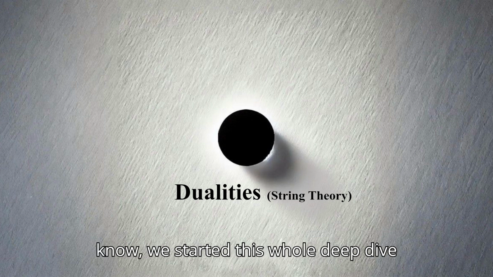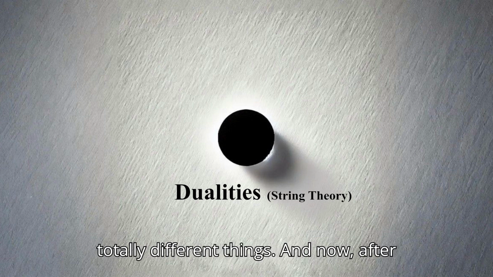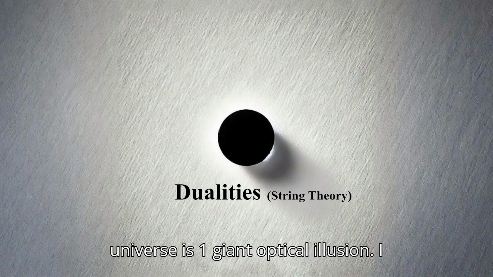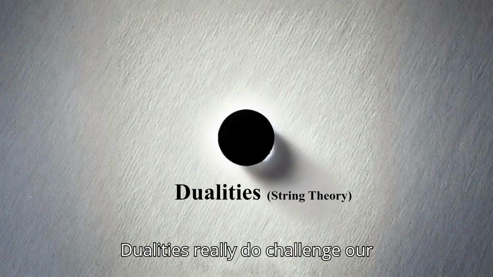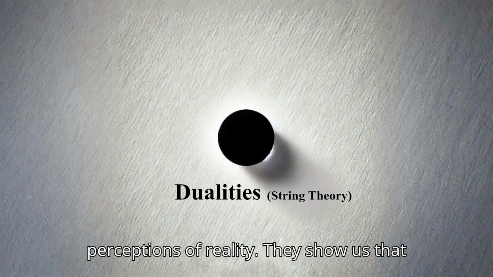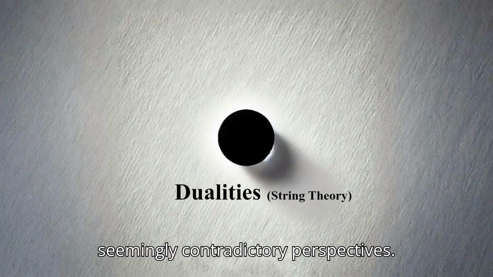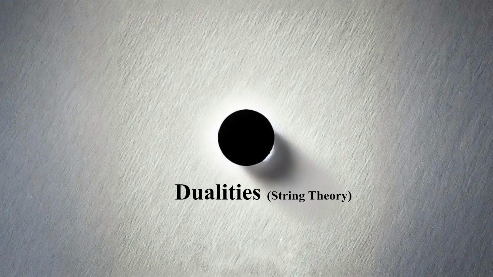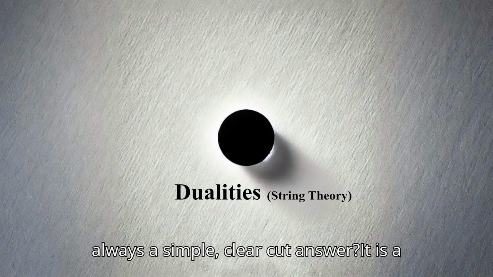It's like, we started this whole deep dive talking about optical illusions, right? And how the same image can look like two totally different things. And now, after exploring all these dualities, I'm kind of starting to feel like the whole universe is one giant optical illusion. I think there's something to that. Dualities really do challenge our perceptions of reality. They show us that there isn't necessarily one single correct way to view the universe. Instead, there might be multiple, seemingly contradictory perspectives that are all equally valid. So it's like, are you saying that the universe is inherently ambiguous? That there's not always a simple, clear-cut answer?